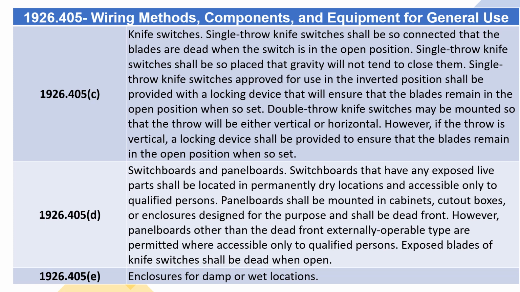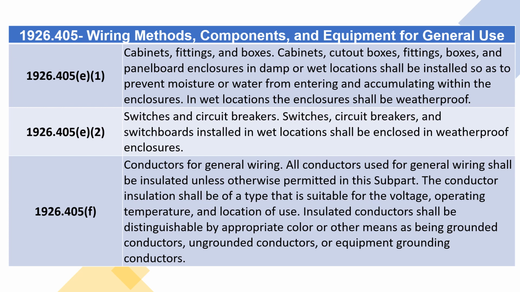1926.405(e). Enclosures for damp or wet locations. 1926.405(e)(1). Cabinets, fittings, and boxes. Cabinets, cutout boxes, fittings, boxes, and panel board enclosures in damp or wet locations shall be installed so as to prevent moisture or water from entering and accumulating within the enclosures. In wet locations, the enclosures shall be weatherproof. 1926.405(e)(2). Switches and circuit breakers. Switches, circuit breakers, and switchboards installed in wet locations shall be enclosed in weatherproof enclosures.